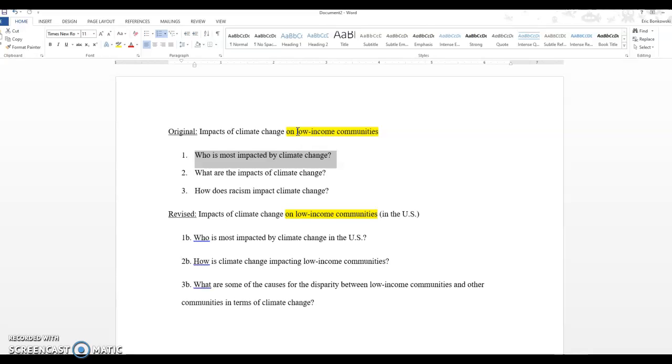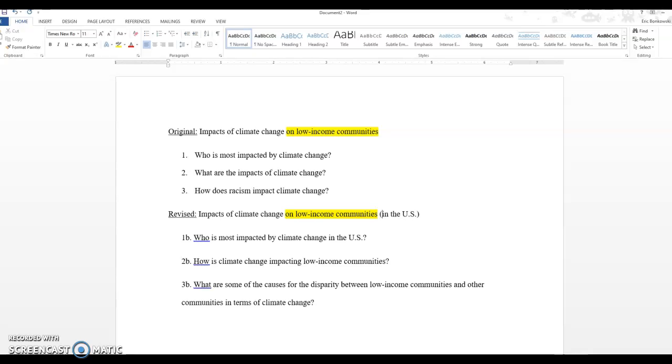So I might be out of nowhere reading an article about how people in Greenland are being impacted. When I type this in, I might be getting the entire world, that like people who are living in sub-Saharan Africa are the ones who are most impacted. That is probably going to be too much for me to cover in this paper. So if you look at my revision down here, I kept the same question, but I narrowed it to in the US. And I did that with my topic as well.